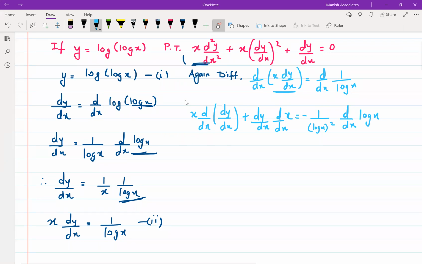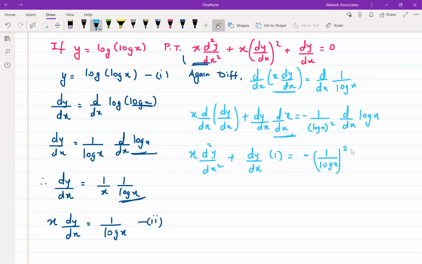Now, what is the derivative of first order? It is second order, d2y by dx2 plus dy by dx. Now derivative of x with respect to x is 1, equals to, now derivative of, you get minus 1 upon log x the whole square. Right? And derivative of log x is what? 1 upon x. Clear?